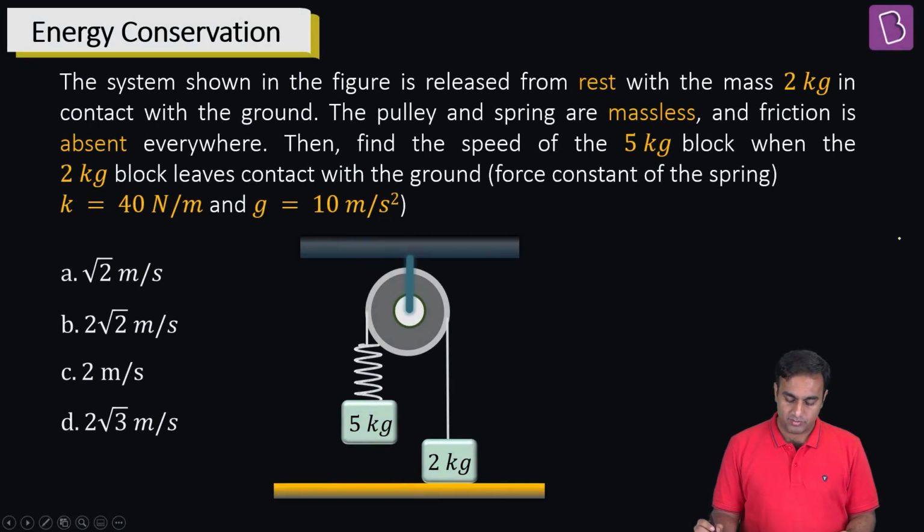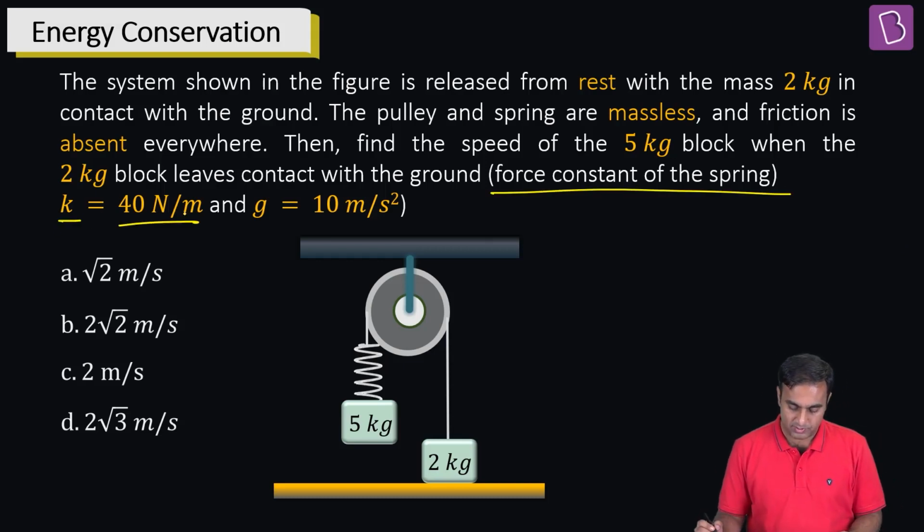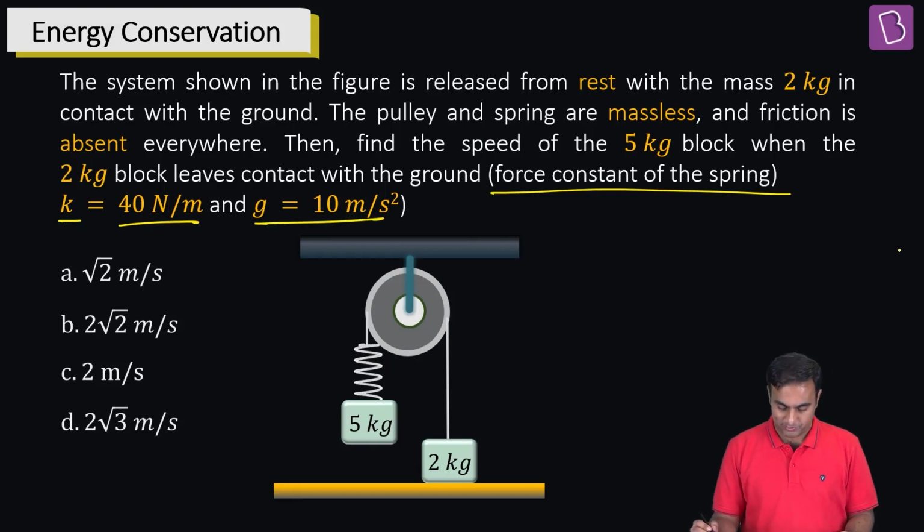The system shown in the figure is released from rest with a mass 2 kg in contact with the ground. The pulley and spring are massless and friction is absent everywhere. Then find the speed of the 5 kg block when the 2 kg block leaves contact with the ground. Force constant of the spring, which is K value, is given to us. Also consider acceleration due to gravity to be 10 meter per second square.